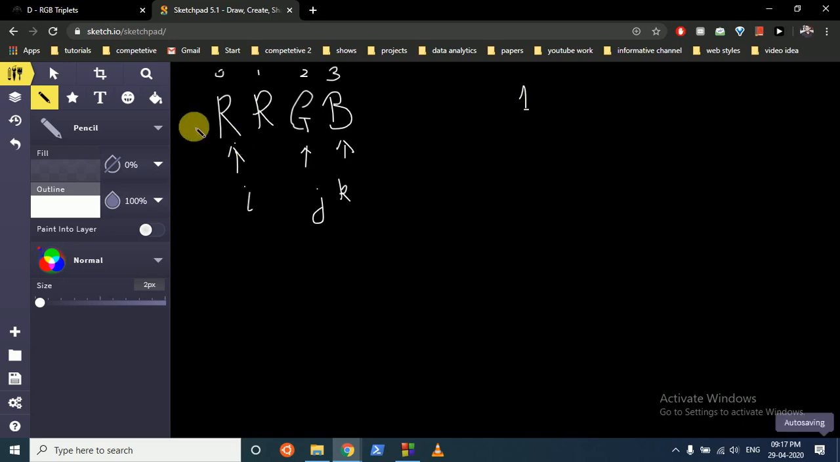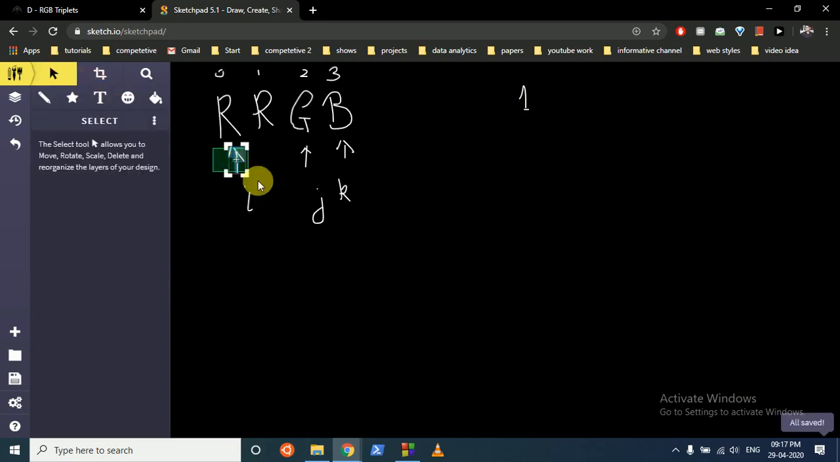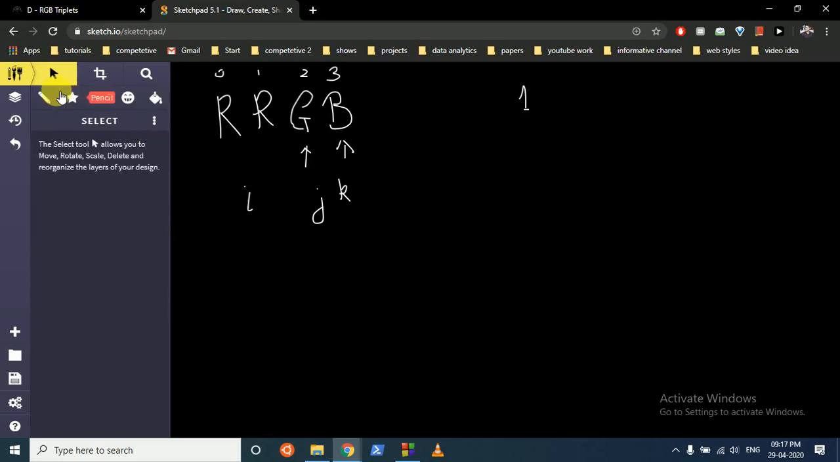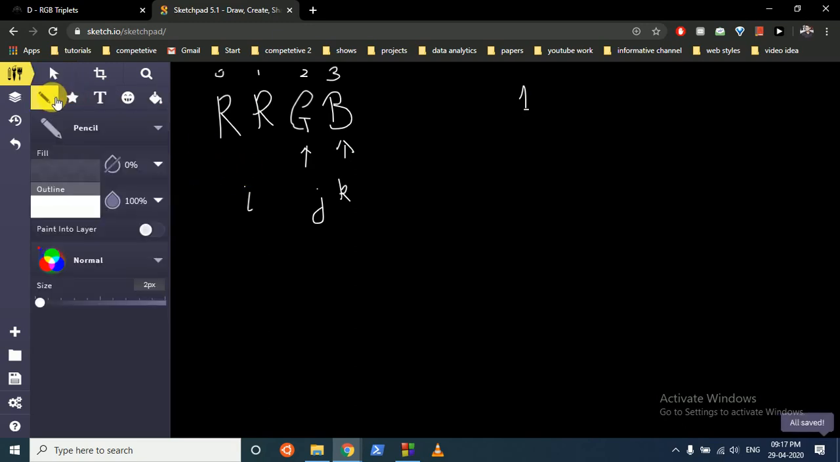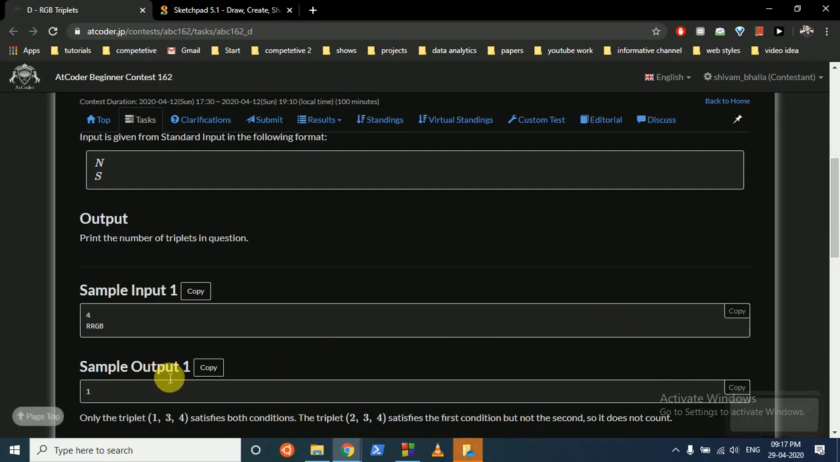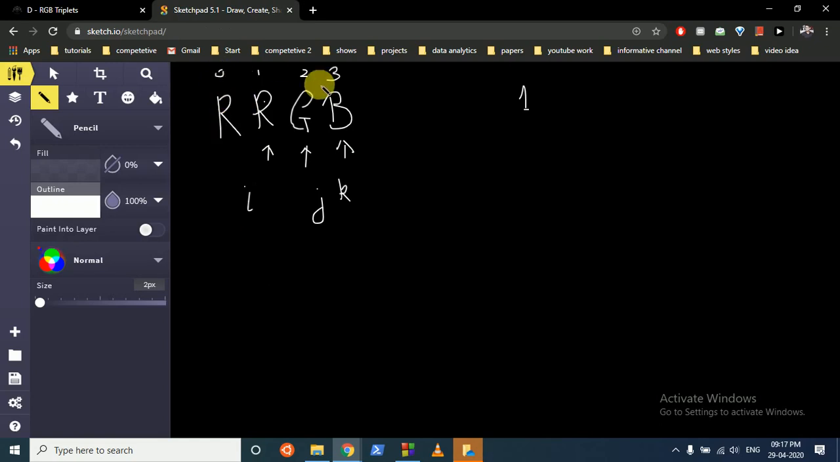But if I take this as R, though it is also RGB, the difference between them is 1. So this is not possible. So the answer is only 1. I hope you understand. The only triplet is 1, 3, 4.